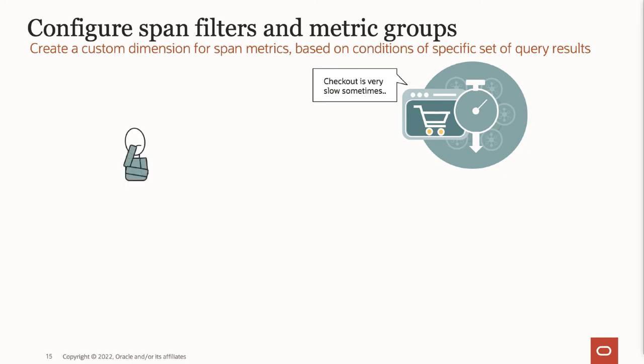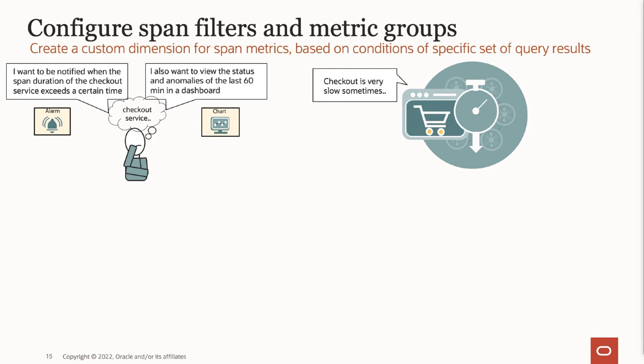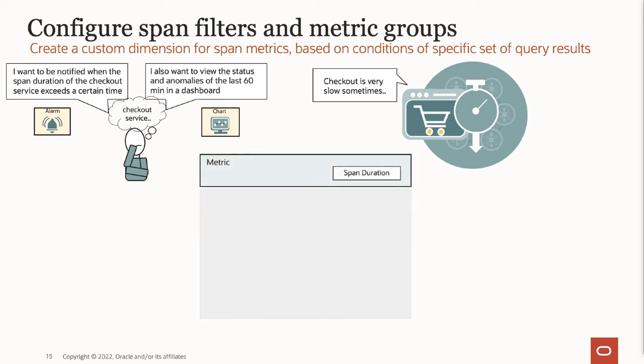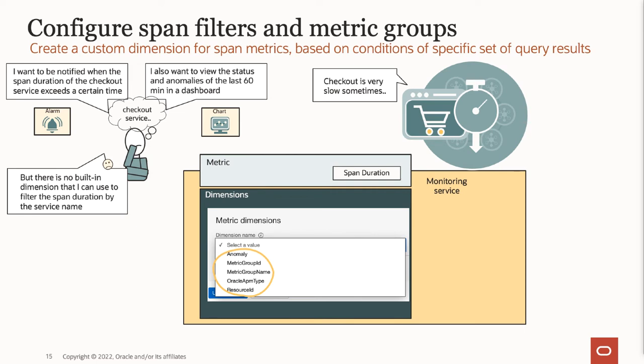As a member of a development team, you want to use APM to monitor the performance of the checkout service in your microservice application. You want to receive an alert when a threshold policy is breached. You also want to watch the statistics and anomalies in the dashboard view. And you already know which metric you want to monitor. That is span duration in this case. The problem is there is no out-of-the-box dimension in which you can filter the metric in order to narrow down the selection specific to the checkout service.